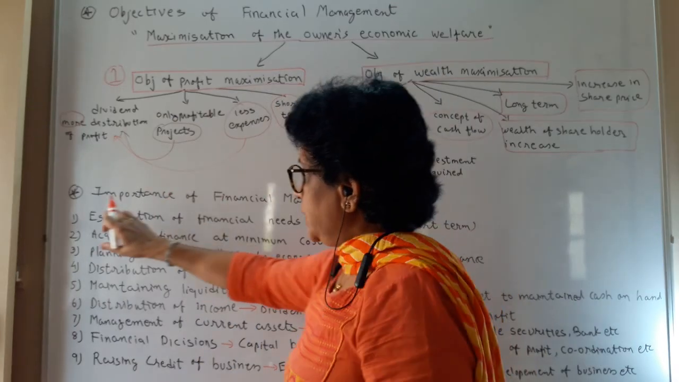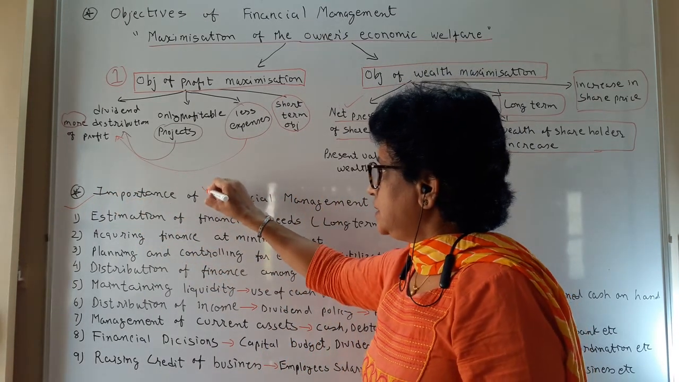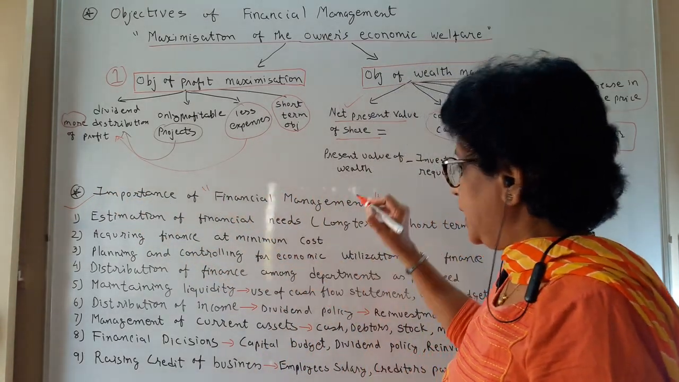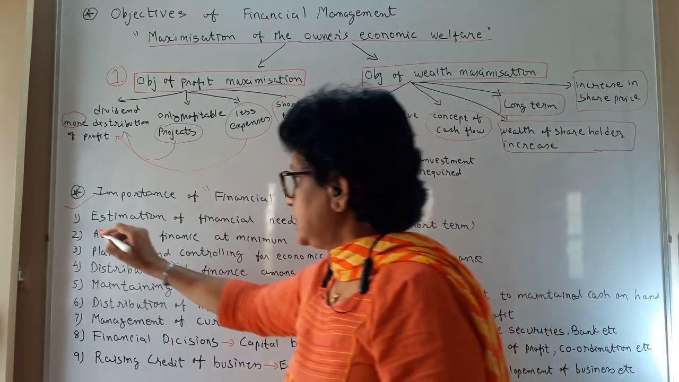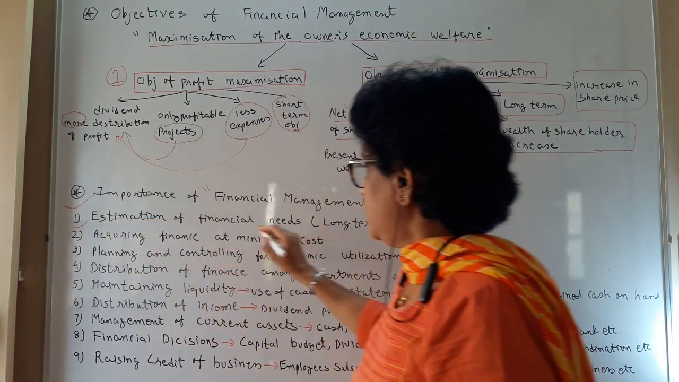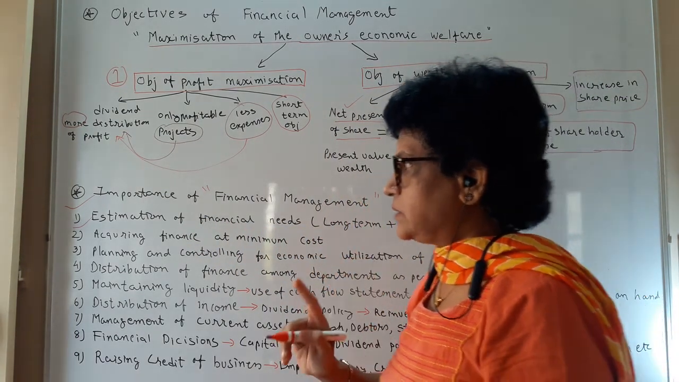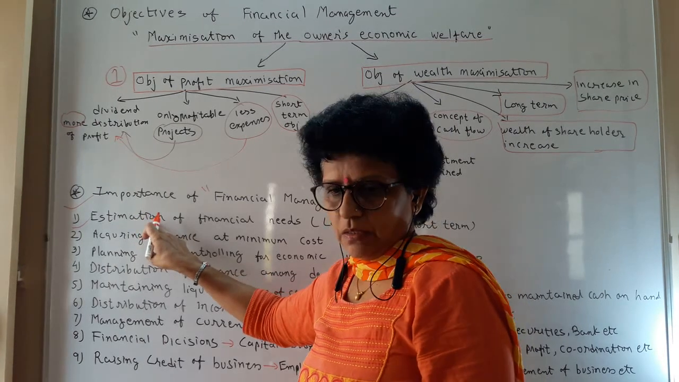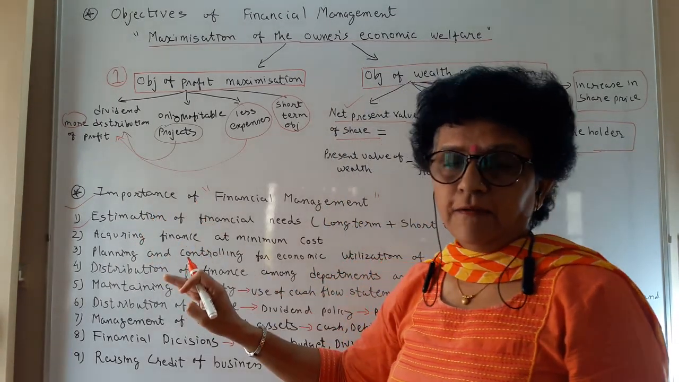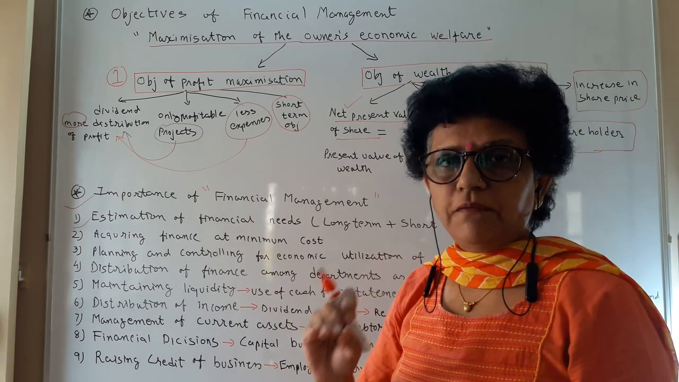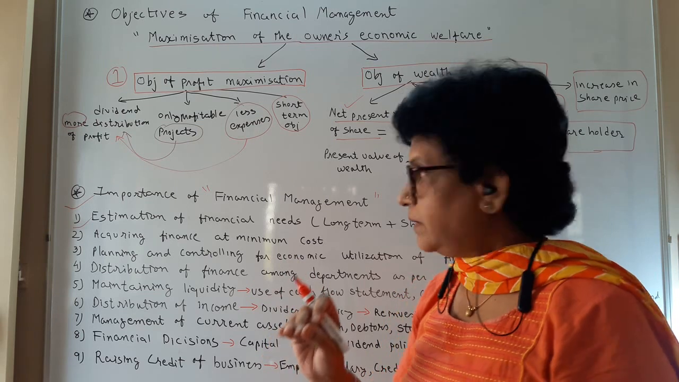Here, now we can understand the importance of financial management. Why this particular branch of management is so important. The first point is the estimation of the financial need. The first task this management is doing is the estimation. How much finance exactly does the business need? This work is to be done by financial management, by the financial department.